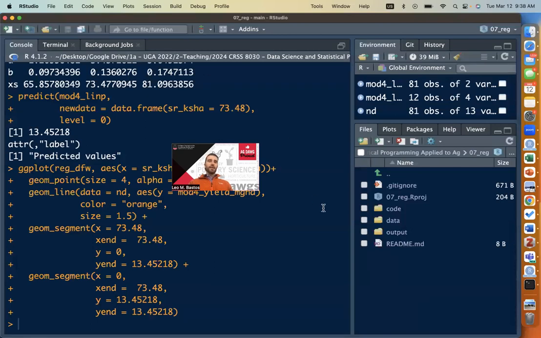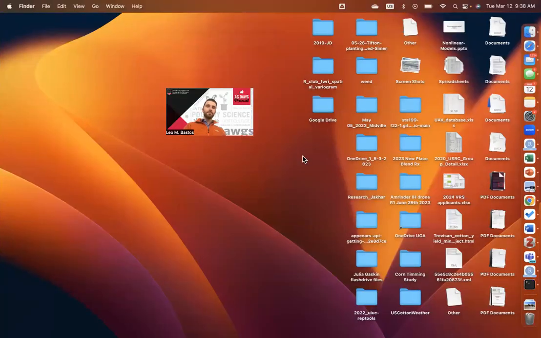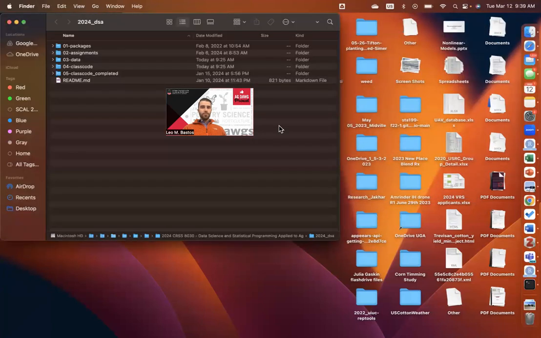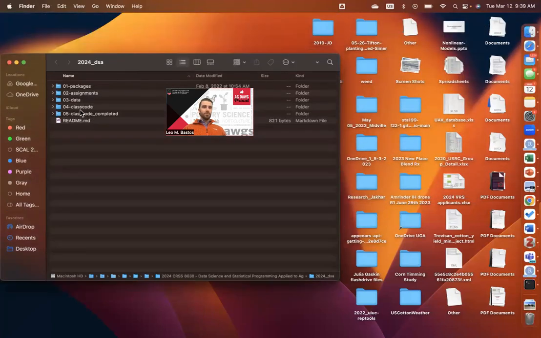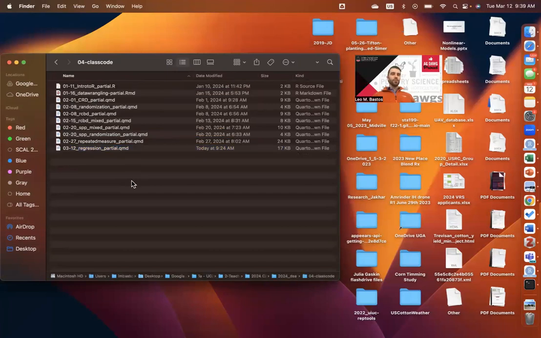And then once you do that, from the 2024 DSA, you're going to have 3 new files that I want you to copy and paste into 07 reg. One of them is going to be under 04 class code. That is the 0312 regression partial. So I want you to copy that into the code folder of 07 reg.